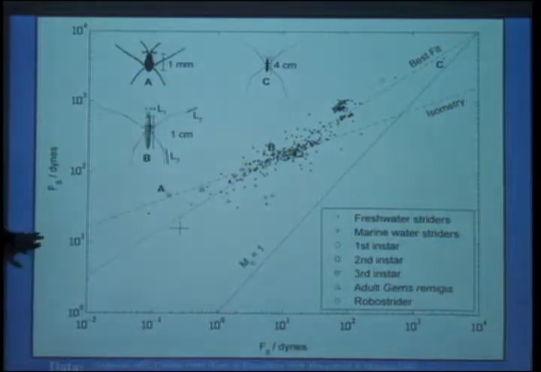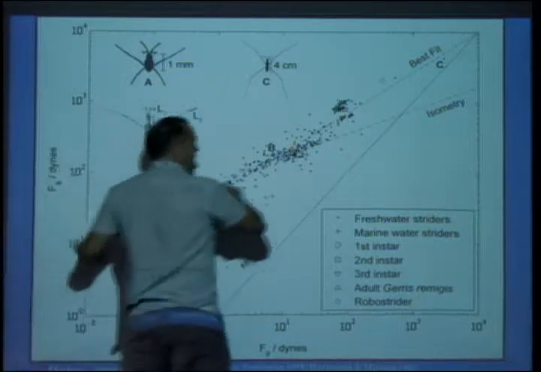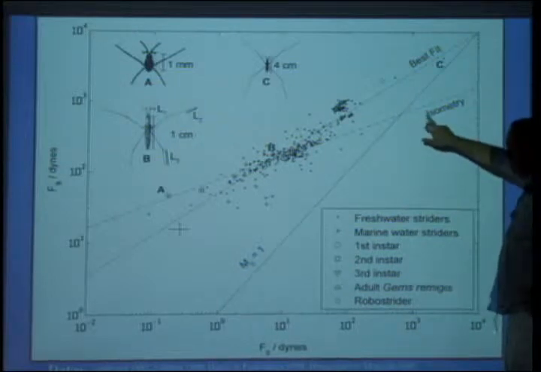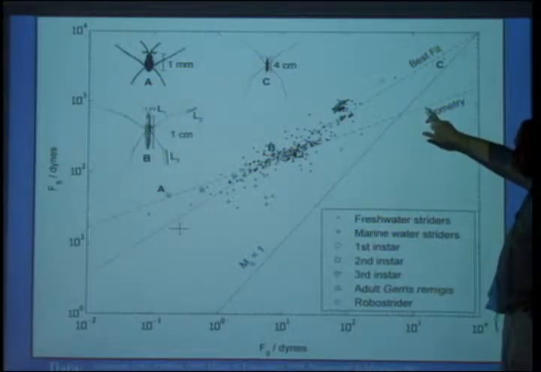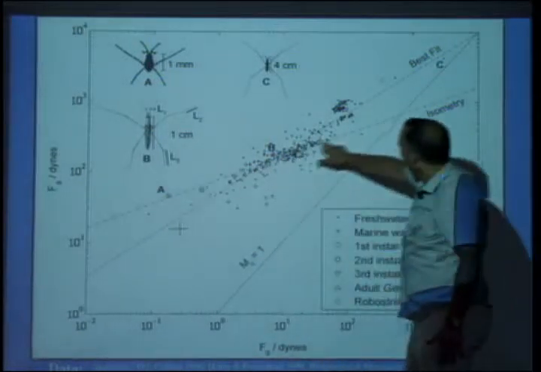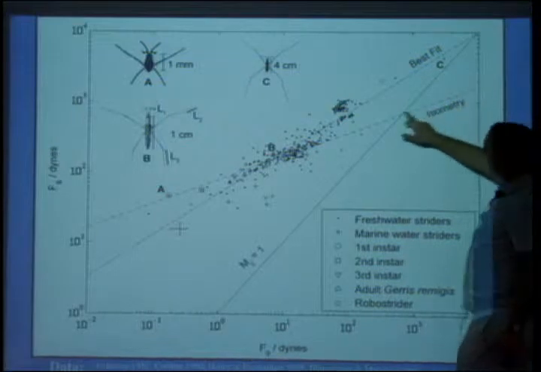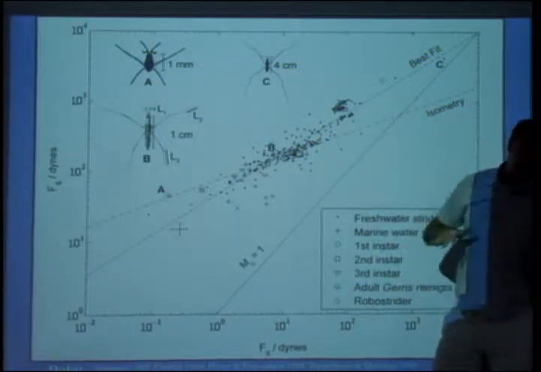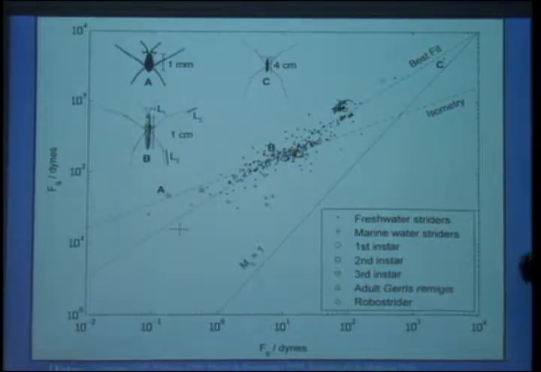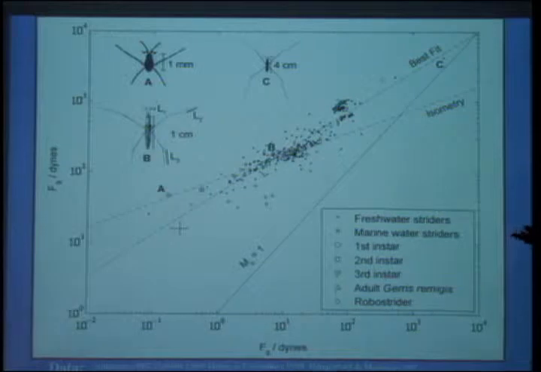But you also see that if they were isometric, that is to say, if their weight went with their contact length cubed, the points would fall along this line. The fact that they don't, the fact that the slope is higher, indicates that as they get larger, their legs are becoming proportionately longer. So nature has figured out how to work most efficiently.